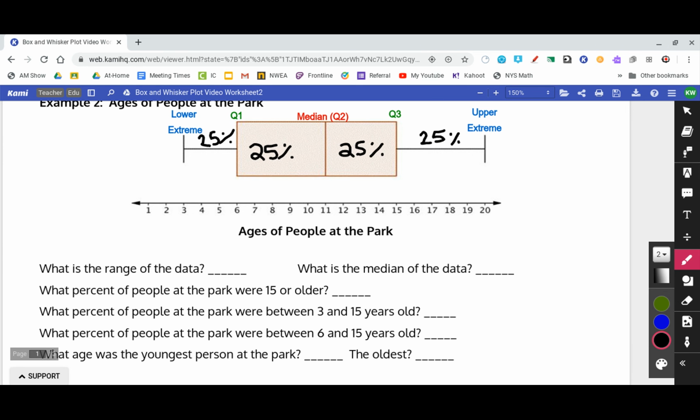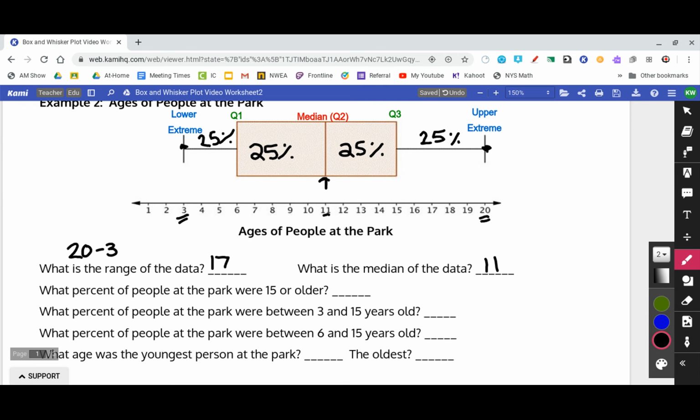Okay, there we go. So it says, what is the range of the data? So to find the range of the data, we need to find the biggest number, which is 20, and subtract the lowest number, which is 3. So I'm going to do 20 minus 3, and I'm going to get 17. What is the median of the data? Well, the median of the data is the vertical line inside of the box, which we can see is 11.